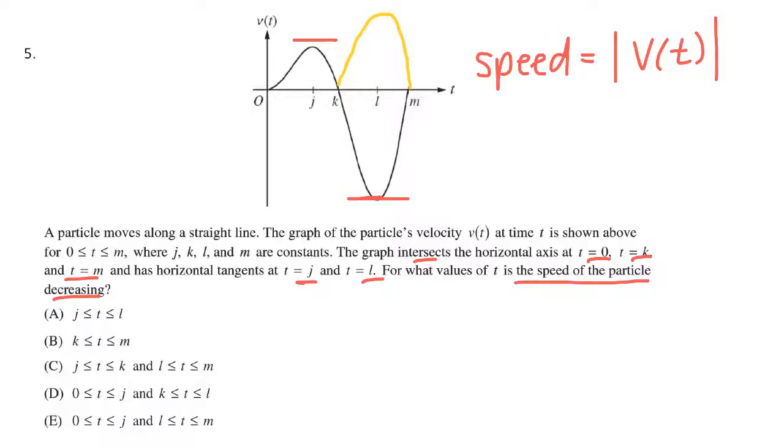So looking at this, where can we tell that speed is decreasing? Over what intervals? Well, from here to here, speed's decreasing, so that's from J to K. Well, that's not A, it's not B. Notice that C is the only one that has from J to K. So it looks like it's going to be C, but I would double check from L to M just to be sure. And if we notice here from L to M, we are also decreasing. So C is the correct answer.